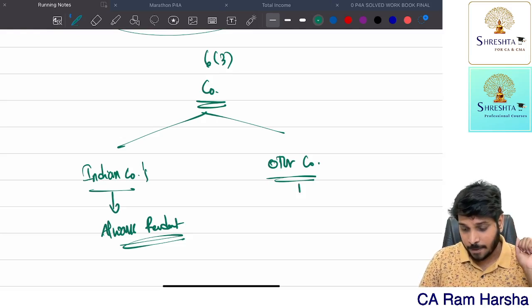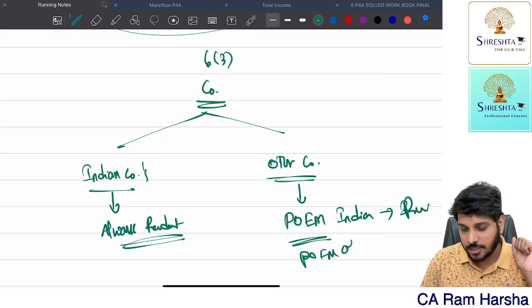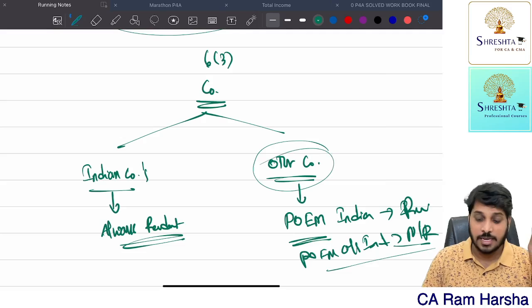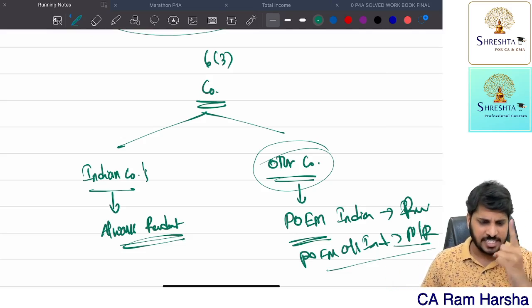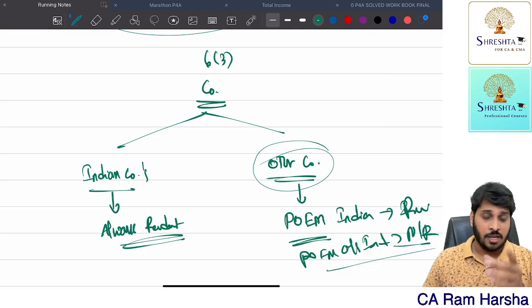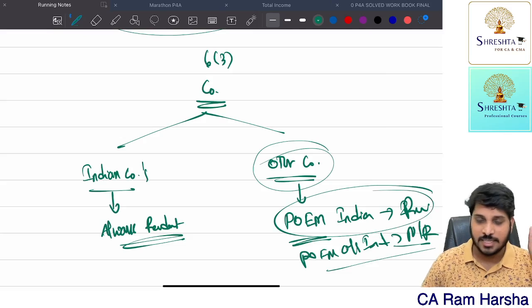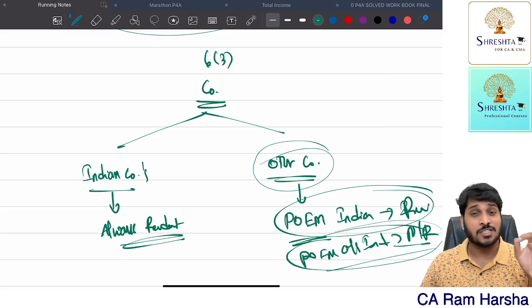They are always resident. Other companies, if POEM, place of effective management, is in India, they are resident. If place of effective management is outside India, they are non-resident. Simple, that's it. For remaining companies, where is place of effective management? In substance, where the decisions are taken majorly. If it is in India, then that foreign company will become a resident in India. If effective management is outside India, in substance, majority decisions are taken outside India, then it's a non-resident. As simple as that. Over. Residential status is almost completed.